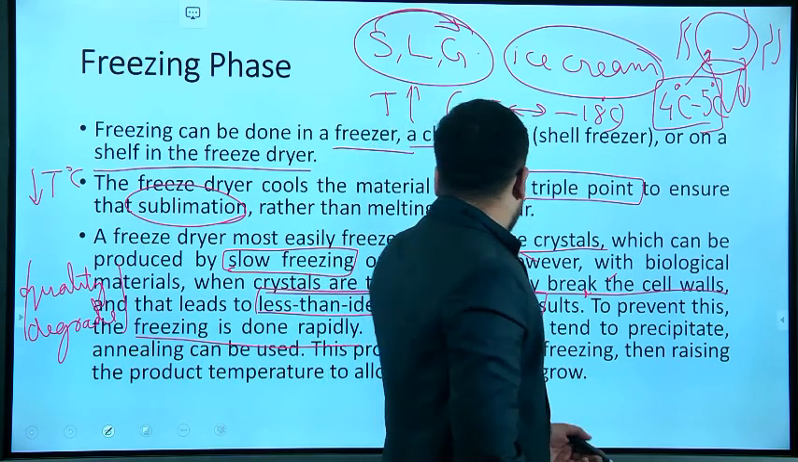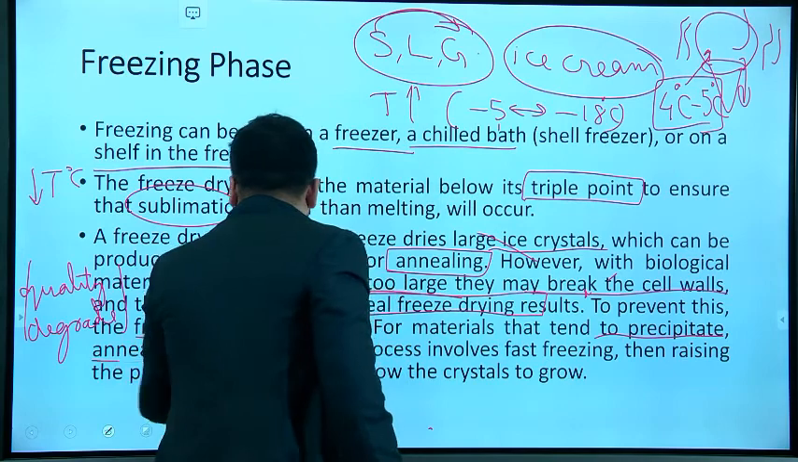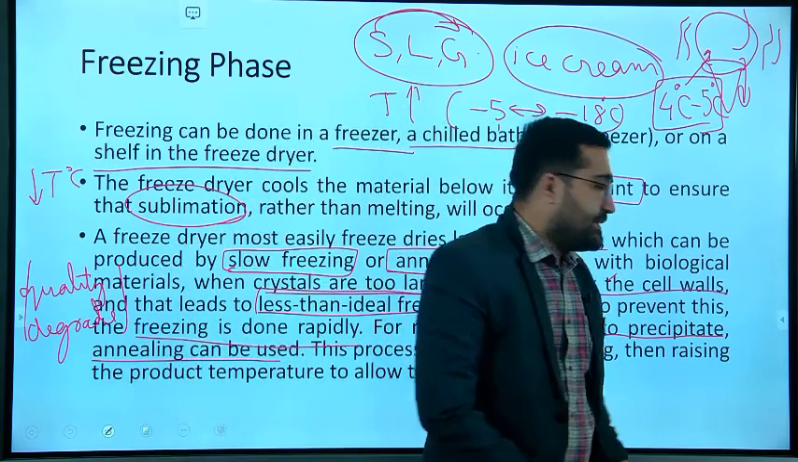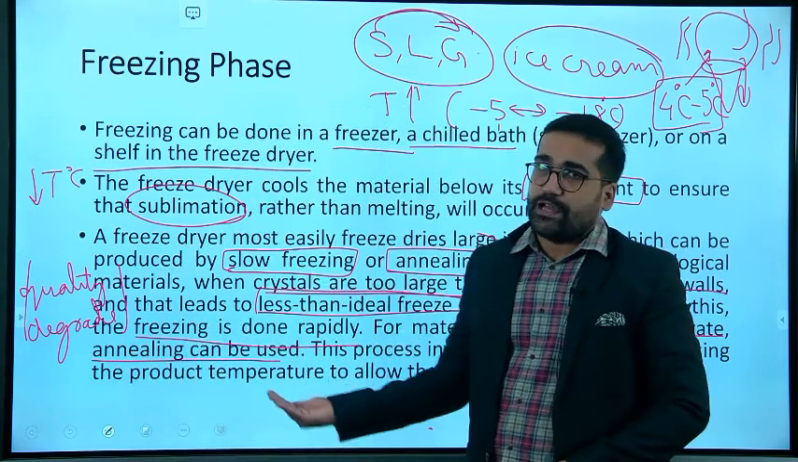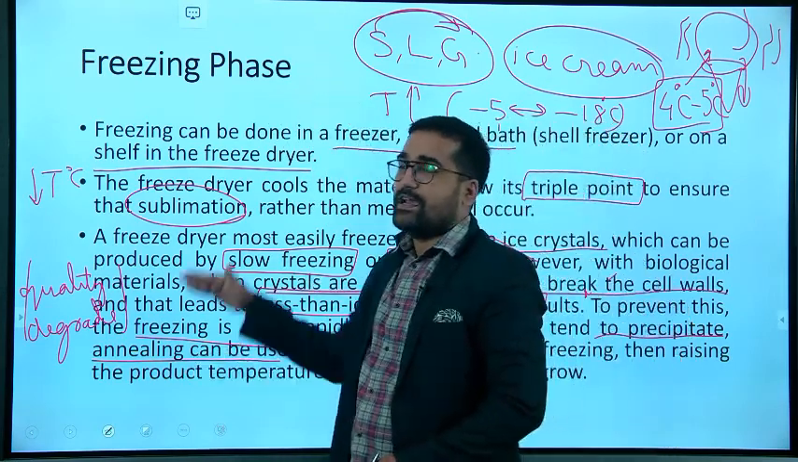This precipitation and annealing we can see later. There are two types of drying phases in freeze drying. First is the fast drying phase and the slow drying phase.